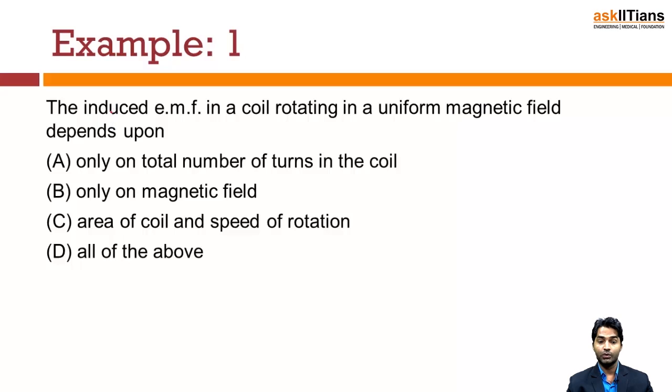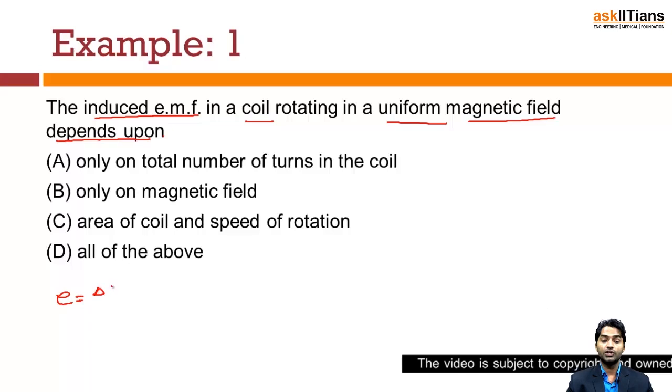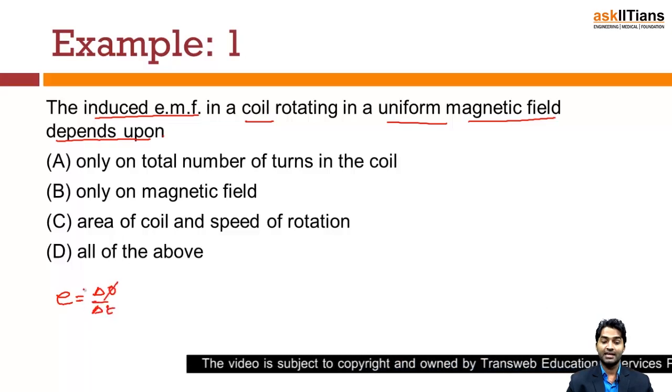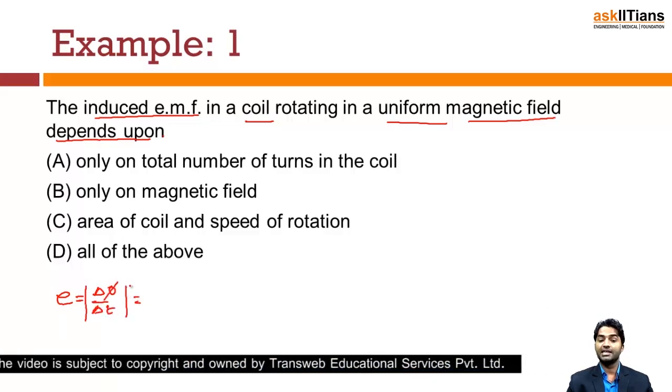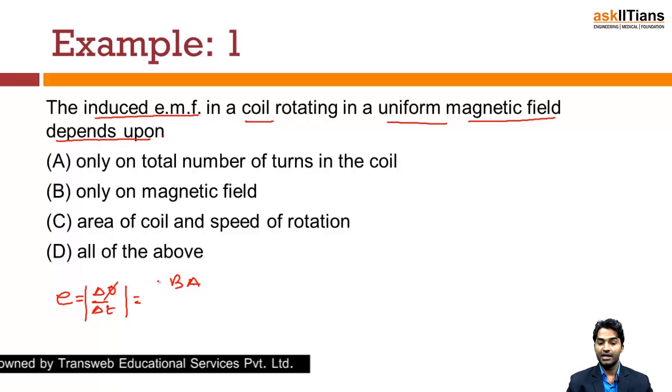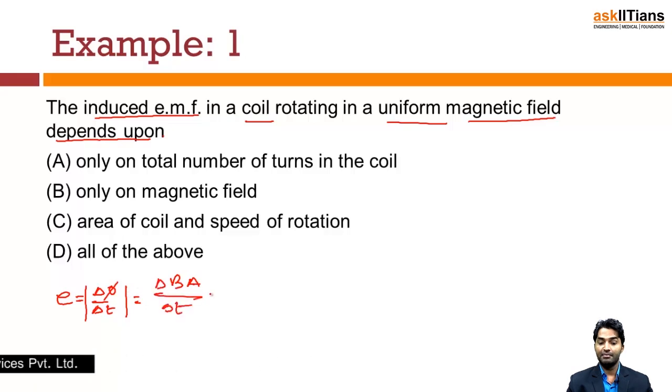First of all, we must read the question again. The induced EMF in a coil rotating in a uniform magnetic field depends on... So we must understand this EMF is equal to the change in magnetic flux and its magnitude. Basically, we must understand B into area divided by time t. So if the magnetic field is uniform, definitely the area is changing.